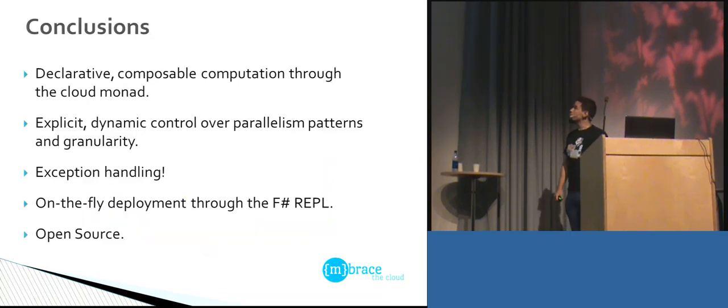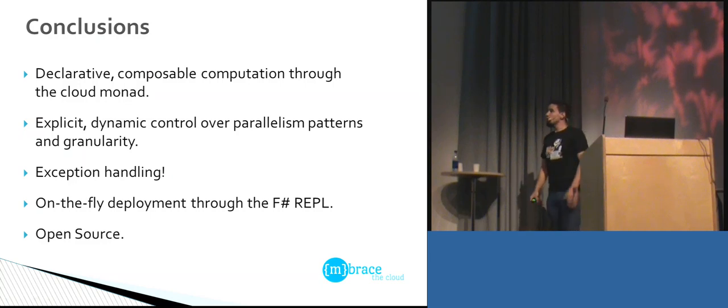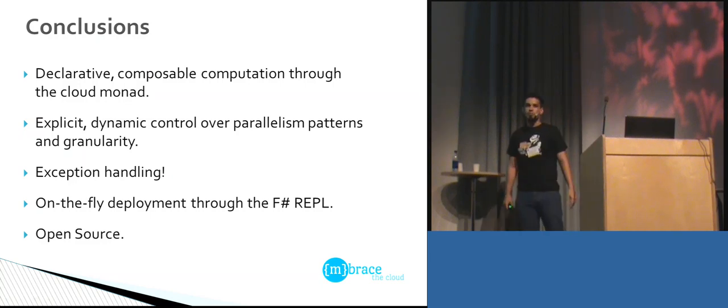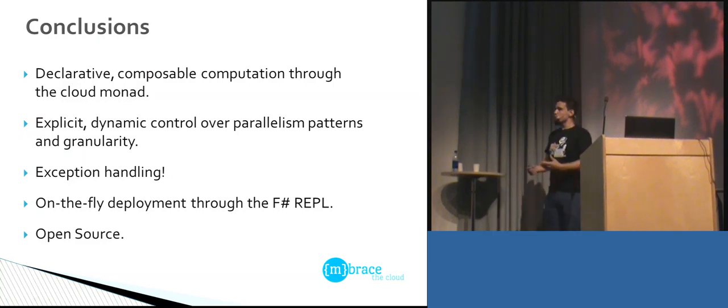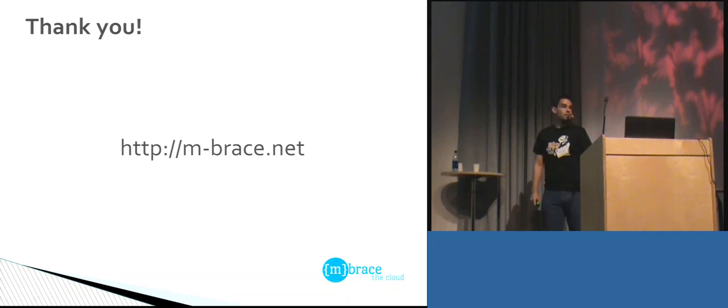And to conclude, we have a declarative, composable programming model that can be performed through the Cloud Monad. We have explicit and dynamic control over parallelism patterns and granularity of the computation. We have exception handling. And as seen in the demos, we have on-the-fly deployment of computation through the F-sharp REPL. And finally, we are open source. We do invite you to check our source code and, of course, contribute. And that's it. Thank you.